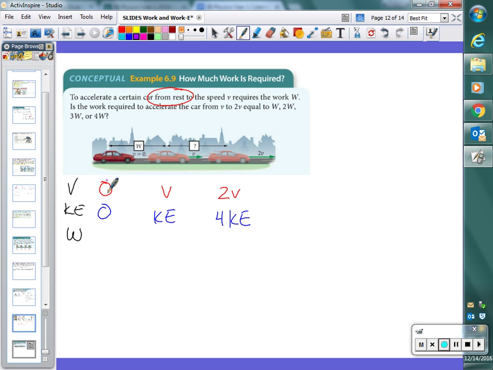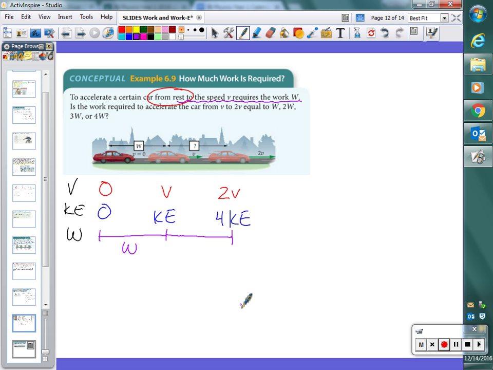So, from here to here, it tells us that to go from rest to the speed v requires work W. Okay? Does that make sense? And it wants to know from here to here. So how much work are we going to do to make that second jump? True. More is the right answer.